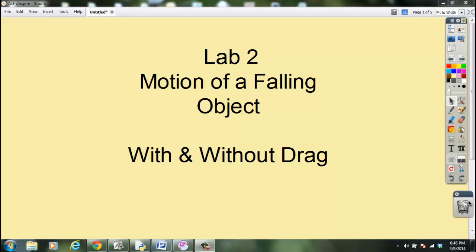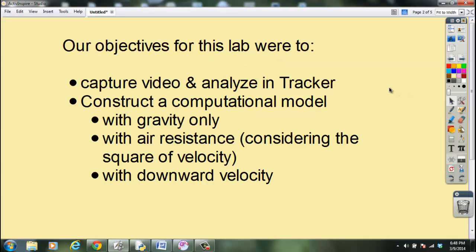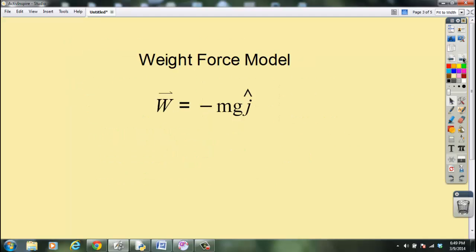Welcome to lab report number 2 of Introductory Physics with Labs. In this lab we're going to investigate the motion of a falling object, both with and without drag. According to the objectives of the lab, we captured video to analyze in Tracker, and then we built computational models of an object that originally fell from rest with gravity only, then with air resistance added, and then additionally, in the what if segment, we're going to talk about what might happen if it had an original downward velocity.